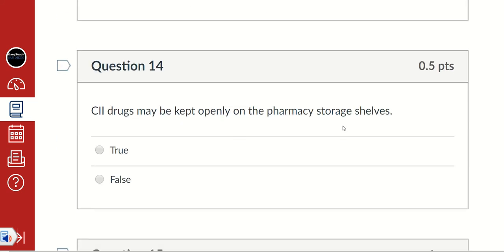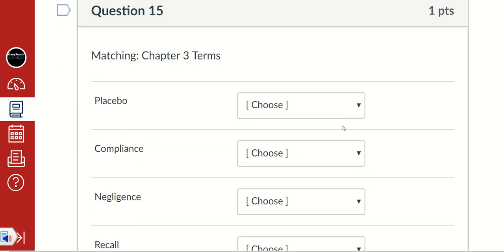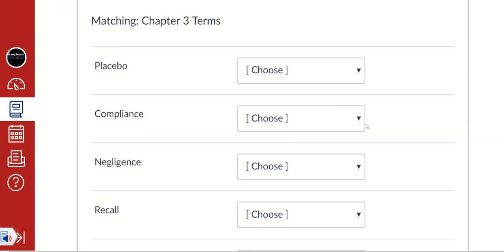C2 drugs may be kept openly on the pharmacy storage shelves. They have to be locked up. Yeah, C2s must be locked up at all times. Oh, wait a minute. These are terms we got before.